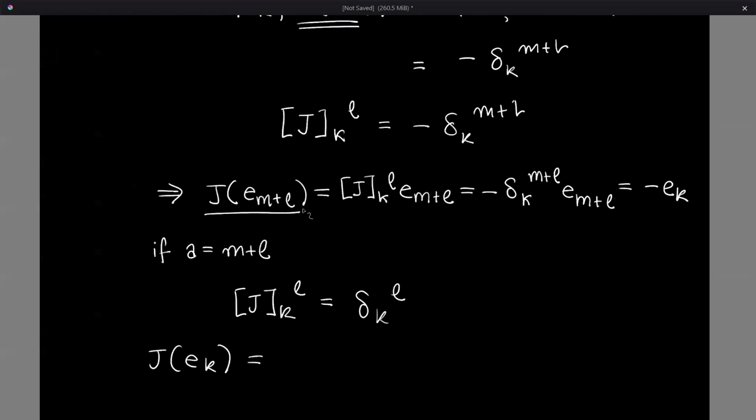We know that we took, okay, this is a subtle point in this proof, so let me explain. The reason we evaluated J of EM plus L might actually be a little confusing here, because where did this come from? Why did we choose to evaluate this? It definitely gave us something. It gave us what J of EM plus L is equal to, which is minus EK. But how did we know to do that?